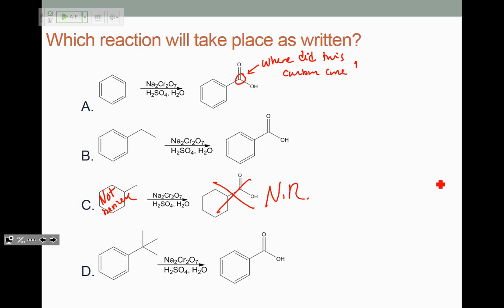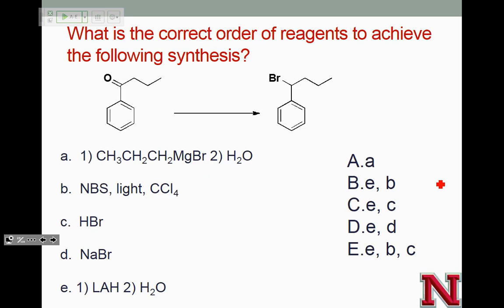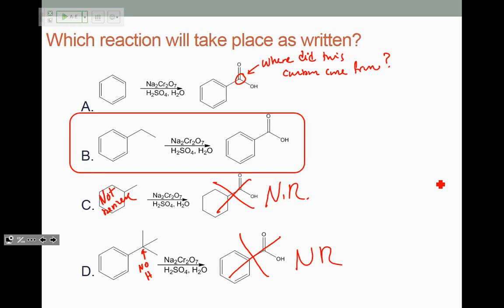You cannot add carbons that you did not put in. And then D, we don't have a hydrogen, so we would also get no reaction for D. So B is the only one that would give us a reaction. And the byproduct, again, would just be washed away. It doesn't matter what this looks like. This can have 50 carbons attached. We're still going to form the carboxylic acid.